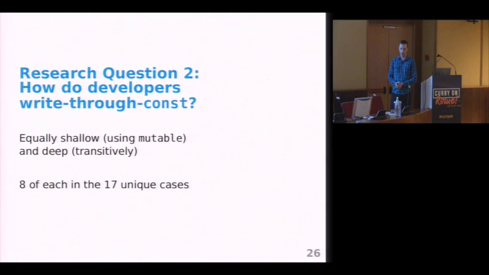How do developers write through const was the next question we asked ourselves, and we found that equally they violate shallow immutability, through using the mutable keyword, which allows them to write directly to fields, and also deep immutability by transitively going through pointers, since C++ doesn't disallow this. And of our 17 unique cases, we found 8 fell into both of these categories.